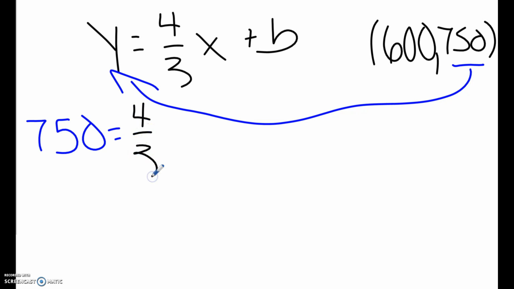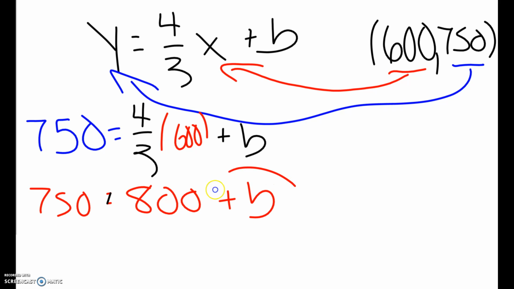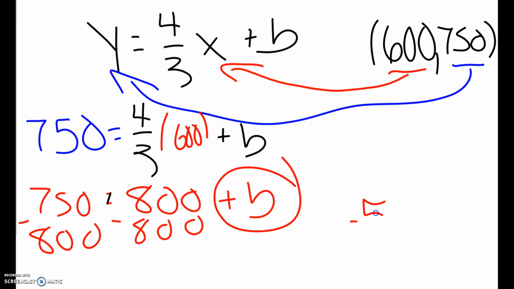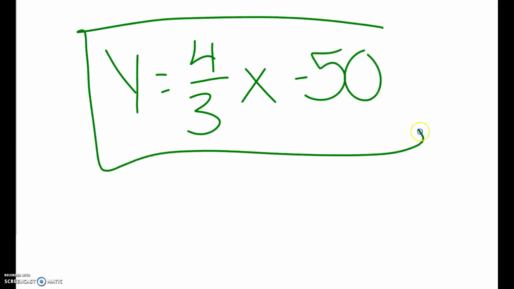I'm going to take the number that is in my y coordinate spot and plug it in for y. Then I'm going to take the number that is in my x coordinate spot and plug it in for x. So I'm going to get 750 equals 4 times 6 is 2,400 divided by 3 is 800 plus b. And now, guys, I need to get b by itself. So I'm going to take away 800 from this side, take away 800 from this side. I'm going to get negative 50 equals b. Now I can completely write out my equation. y equals 4 over 3x minus 50, and I am done.